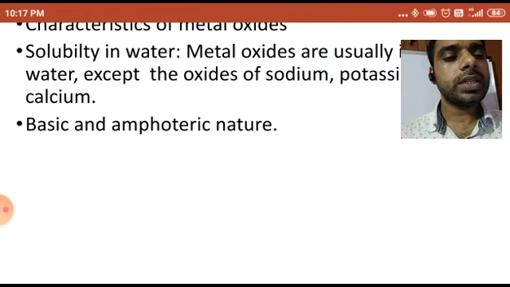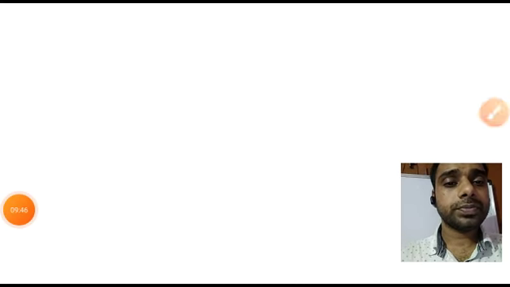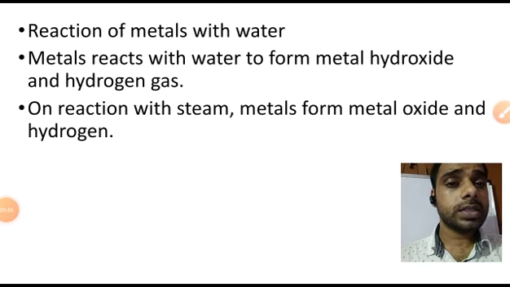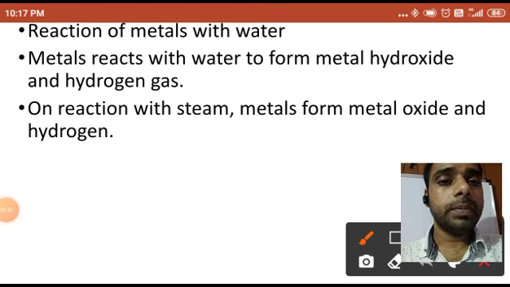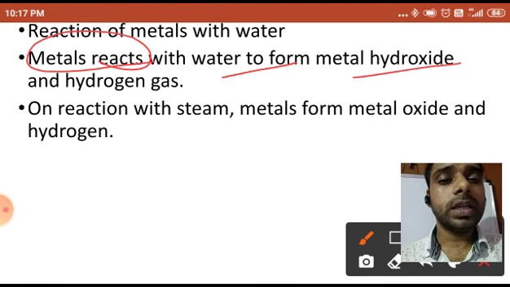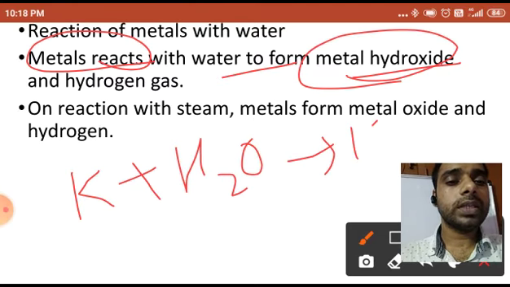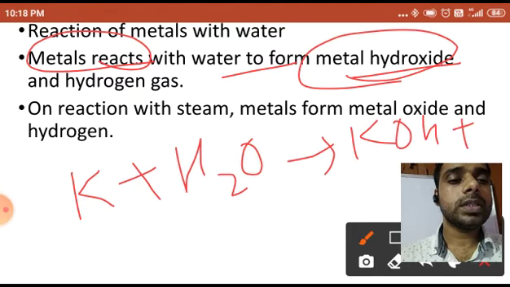Okay, dear students, I hope you have understood this. Now we'll discuss the reaction of metals with water. Metals react with water to form metal hydroxide. If I take K plus H2O, what will it form? Metal hydroxide, KOH plus H2 gas.